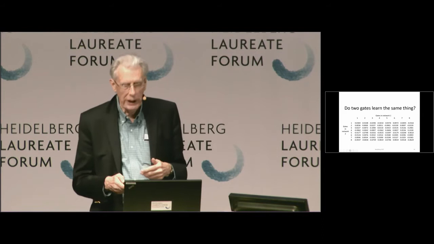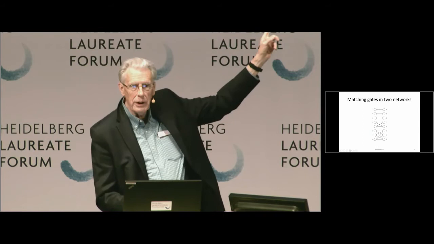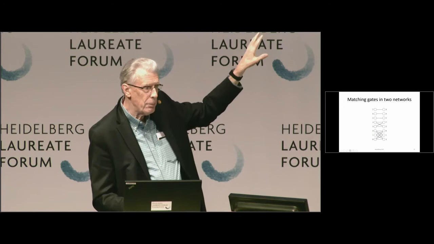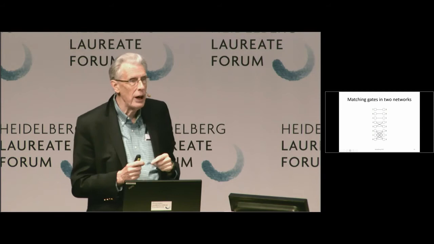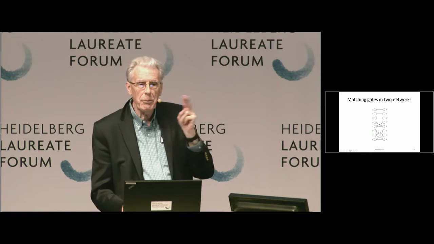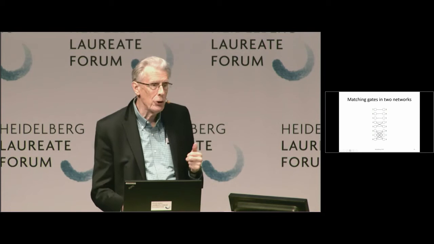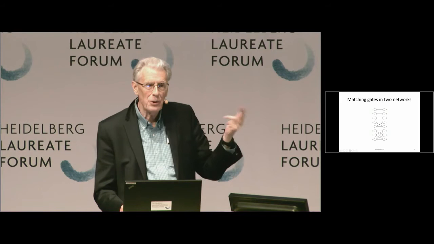And what you will discover is there may be a gate in one network which is learning the same thing as a gate in another network. There'll be a few pairs of gates like this, but then you'll get down to gate numbers 3 and 4 that don't seem to be learning specifically what a gate in the other network is learning, but the two gates together are learning the same thing as two gates in the other network. And what they're doing is just having a different set of basis vectors. They're learning the same subspace, but a different representation for it.